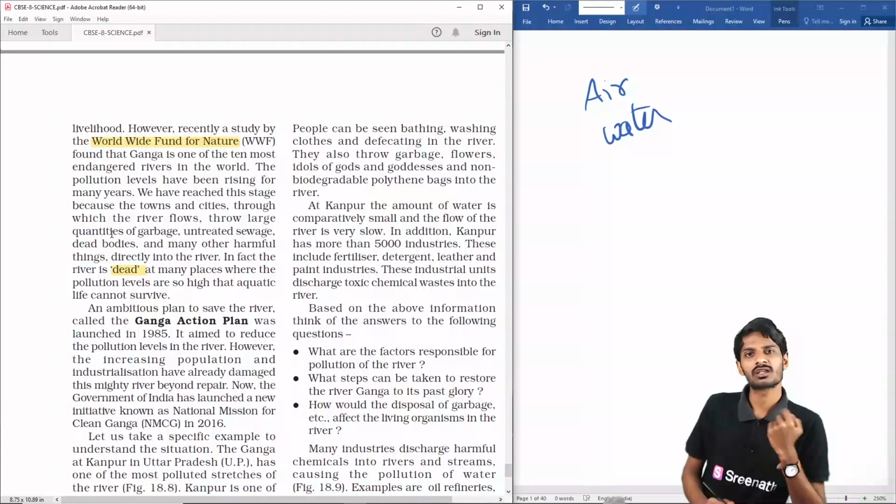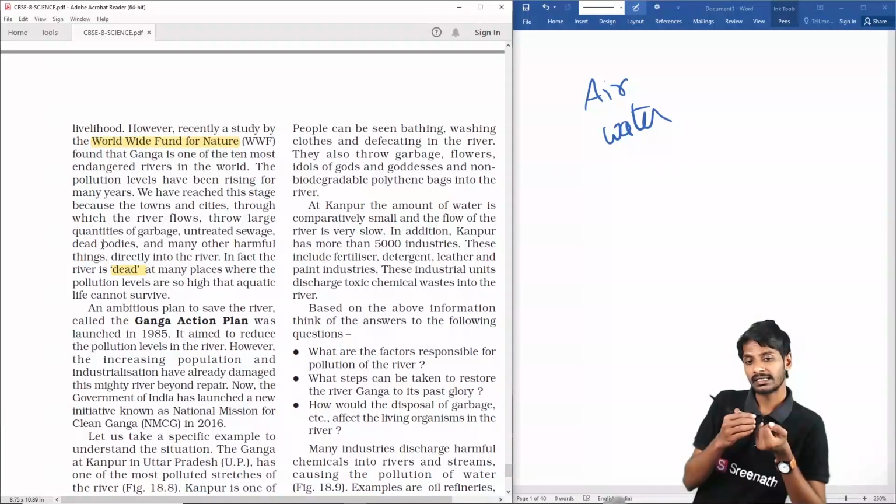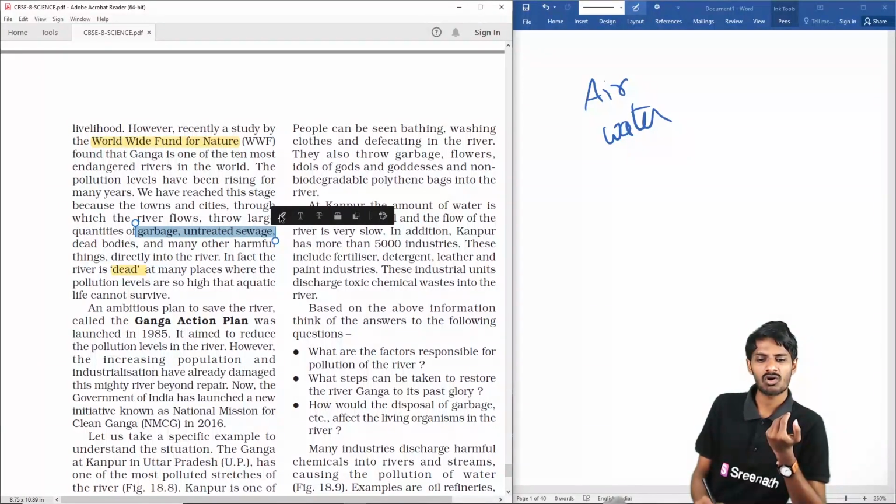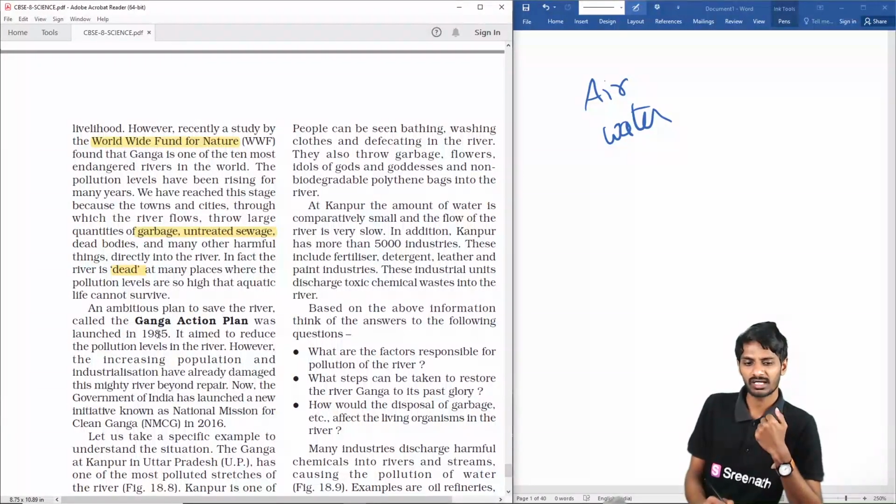Why? Because there are so many cities near the river Ganga, and so many things are happening near it. So many people are bathing, and sewage, so much dung, garbage, and untreated sewage are all thrown into the river Ganga.